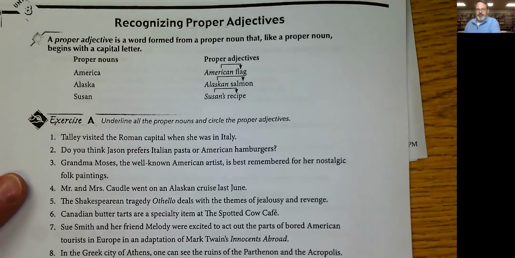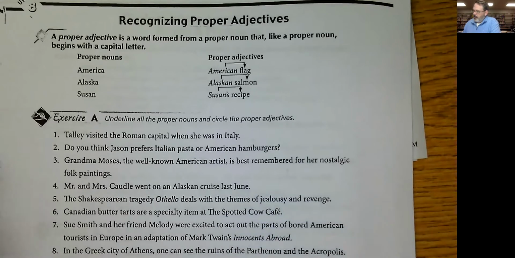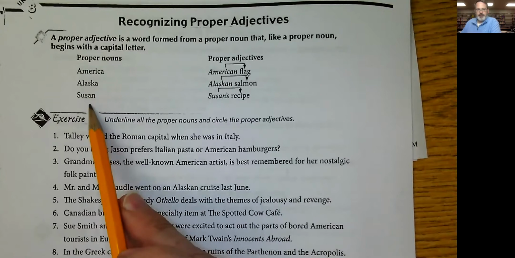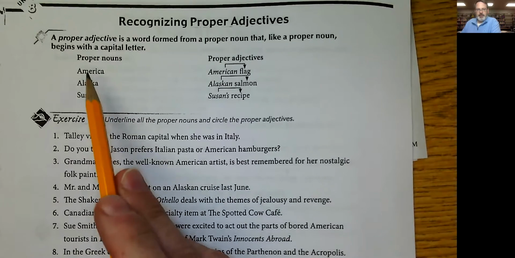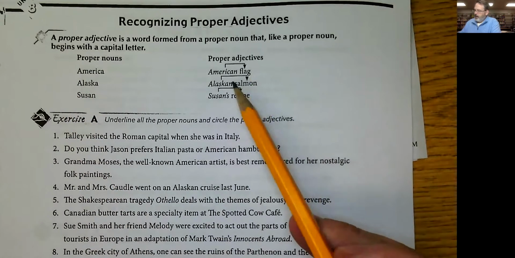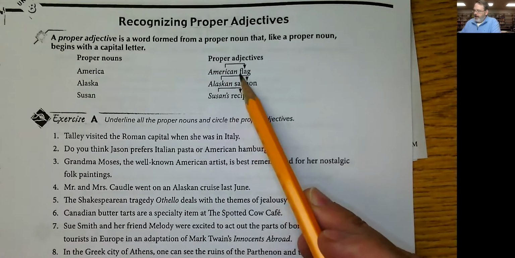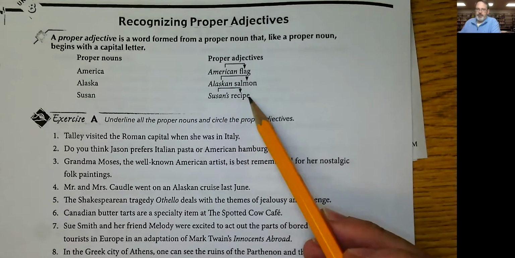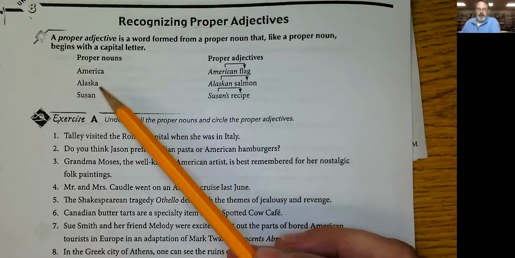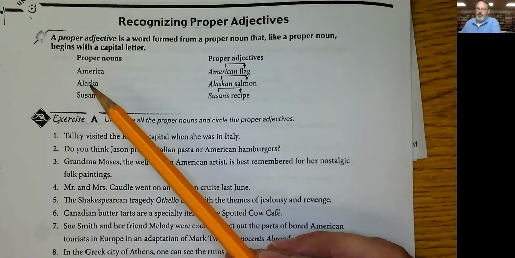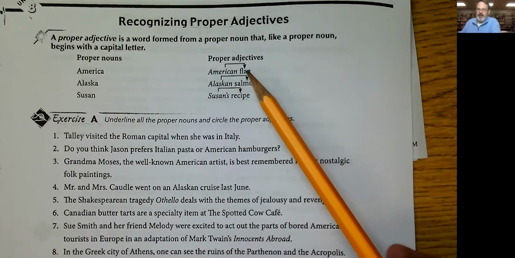A proper adjective is a word that's formed from a proper noun that, like a proper noun, begins with a capital letter. So we're dealing with proper names: America, Alaska, Susan. These are proper nouns, and proper adjectives would be American flag, Alaskan salmon, Susan's recipe. So they are similar to proper nouns, except they function as adjectives. They describe a different noun in terms of a proper noun.